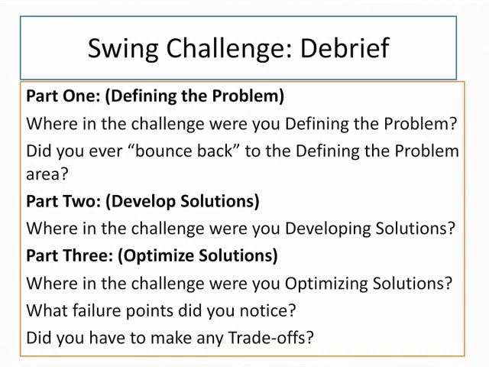And then optimizing solutions. Where in the challenge were you optimizing solutions? What failure points did you notice? What were you thinking and how did you navigate some of those failure points? Did you have to make any trade-offs? Were there some criteria where it was kind of hard to stick to that?